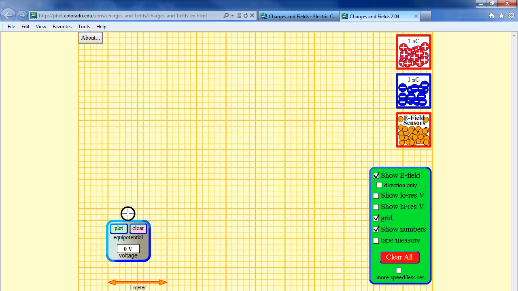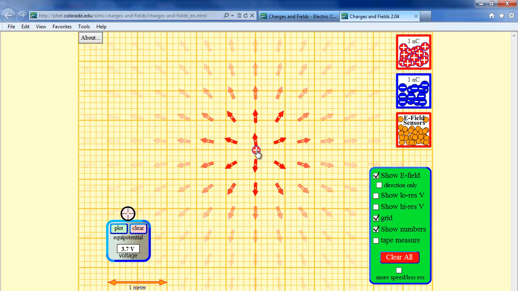The second step, what you are going to do is place a positive charge in the middle of the grid. So grab a positive charge and put it in the middle. Immediately you see all these field lines shown on this grid. Remember the scale here. So this is 1 meter. That tells you basically from here to here will be 0.5 meters.